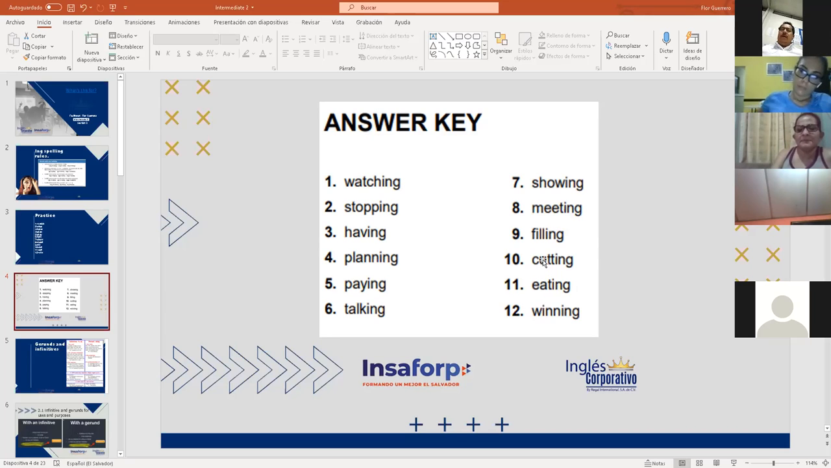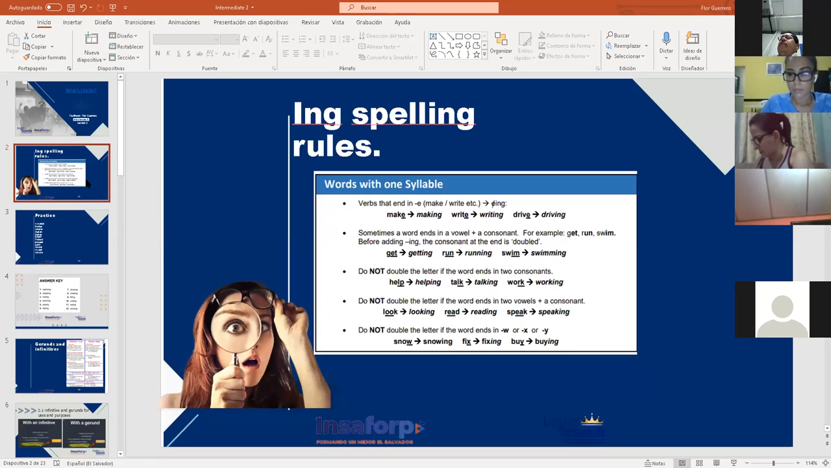Y lleva ese pattern, right? Vowel and consonant, stress. Lo mismo pasó con win. Podíamos duplicar ahí la última consonante, porque no teníamos ninguna excepción con eso. Ok, so, con esto terminamos el review de las ING spelling rules. Creo que ya afinamos un poco eso, o hay alguna pregunta aún, la pueden hacer. ¿Hay preguntas aún?